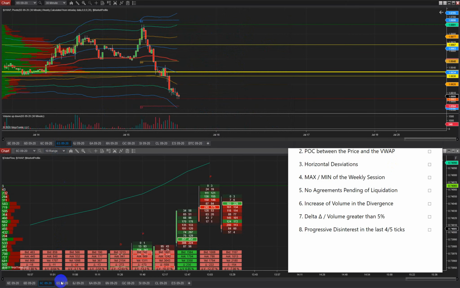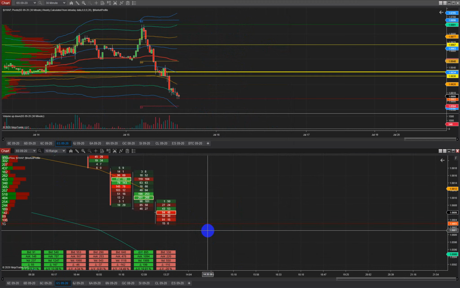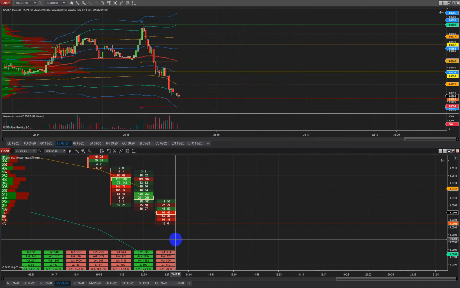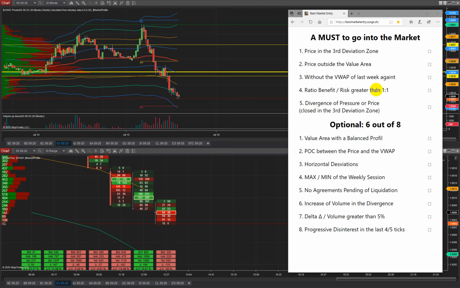Let's go with the Swiss. The Swiss is the opposite. It's down, so we can go long. Let's see how we can go long in this one. It says here, is the price outside the deviation zone? Is the price in the third deviation zone? Yes, it's almost on the 4. So we got it. Is the price outside the value area? Yes.